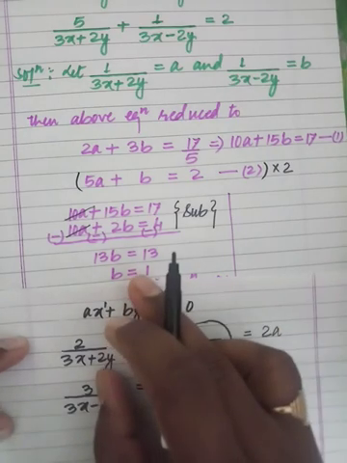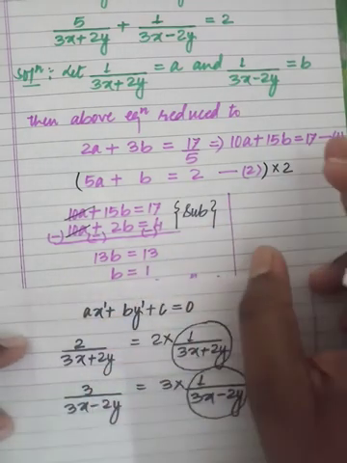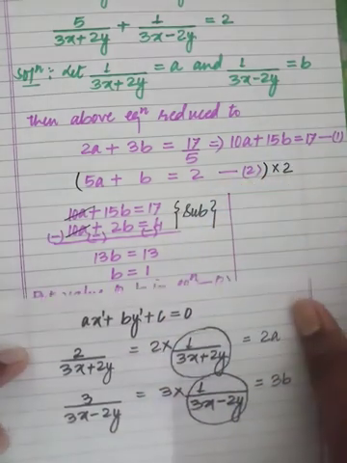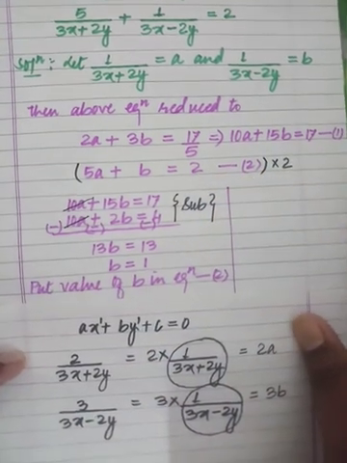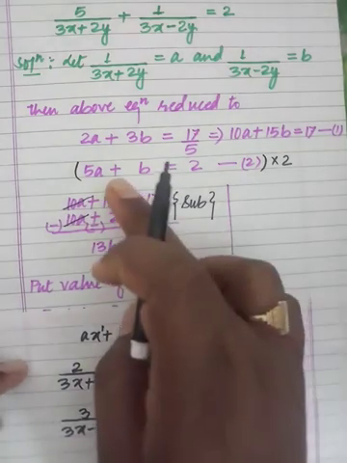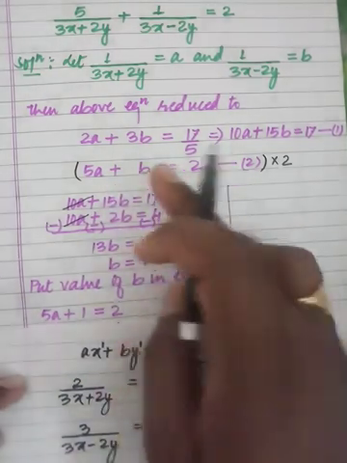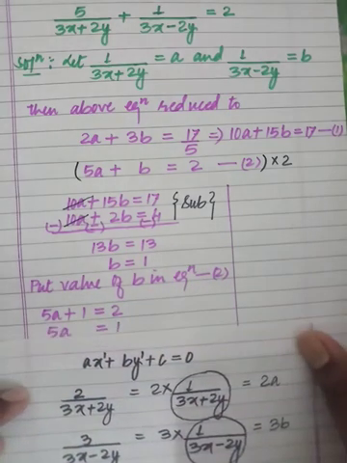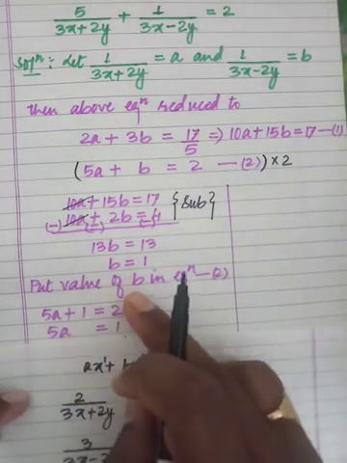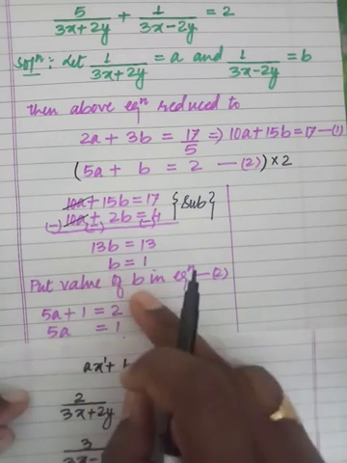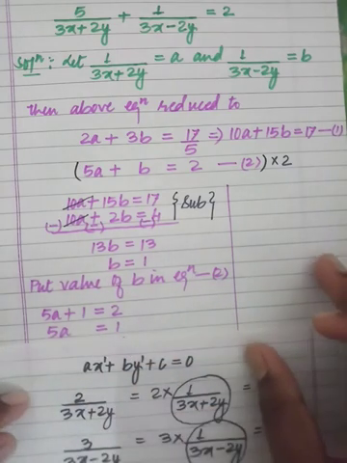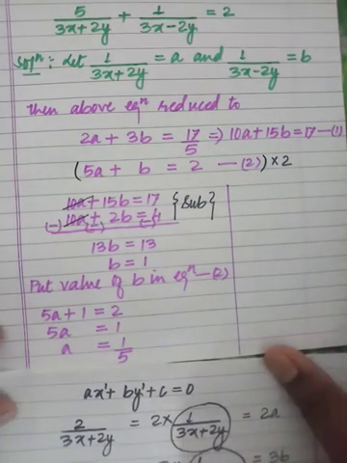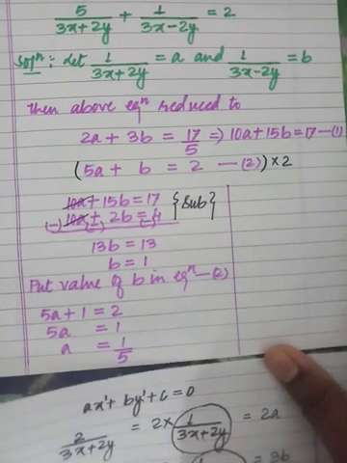Now put this value of b in any one of the equations, first or second. So I have put the value of b in equation number second. So this will become 5a plus 1, replacing b by 1. So 5a plus 1 is equal to 2. Shift this 1 to the right hand side, so 2 minus 1 will be 1. So 5a equal to 1 and a is equal to 1 by 5. So you are getting the value of a and b.